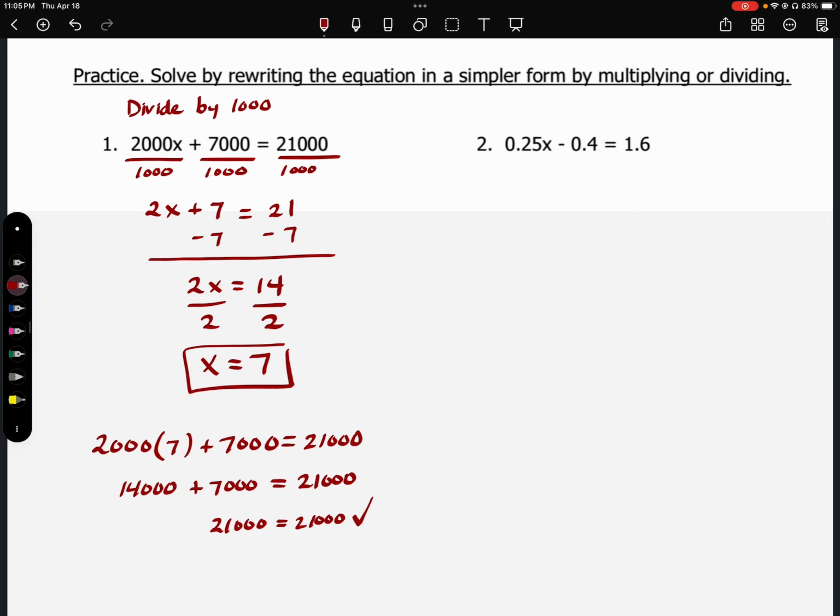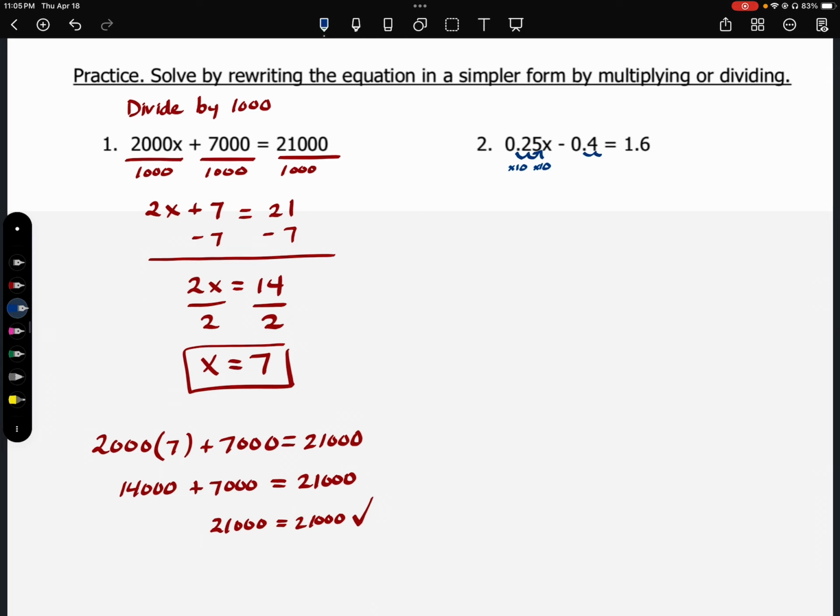Let's go on to number 2. We have 0.25x minus 0.4 equals 1.6. So we want to get rid of these decimals. We have to figure out how far we have to move the decimal to get rid of the terms having decimals. In this case, we're going to have to move our decimal over 2 place values. Remember, every time we move it over a place value, it's like multiplying times 10. So on this one, I'd have to multiply times 10 twice. So that's like multiplying by 100.